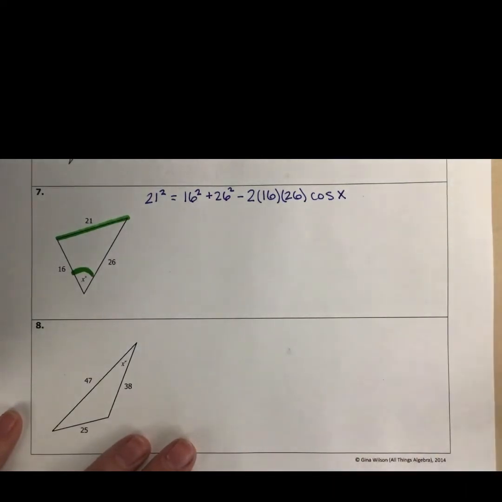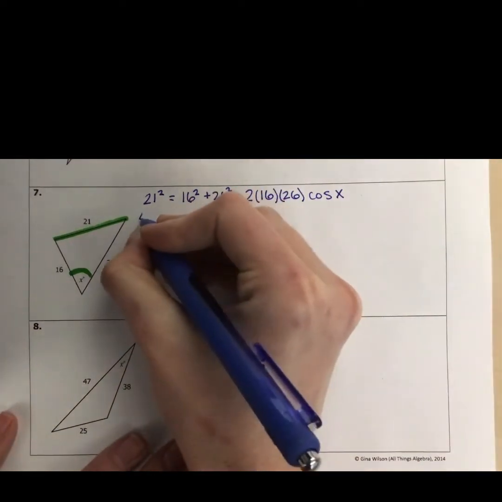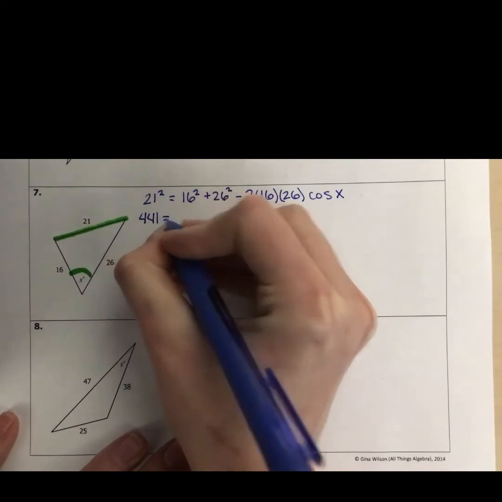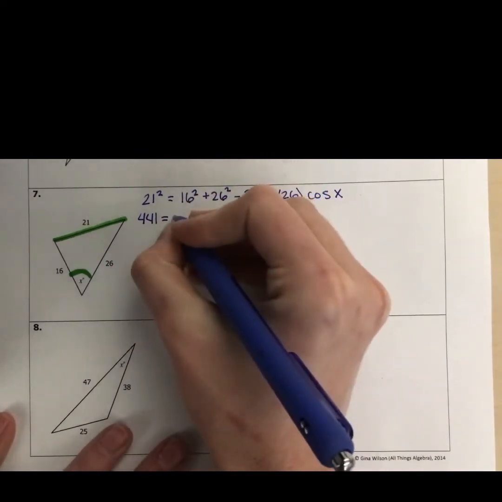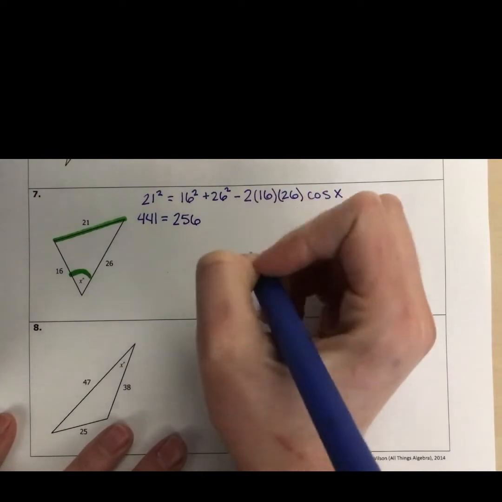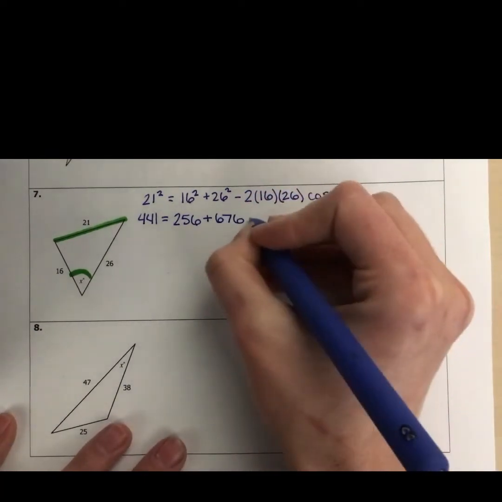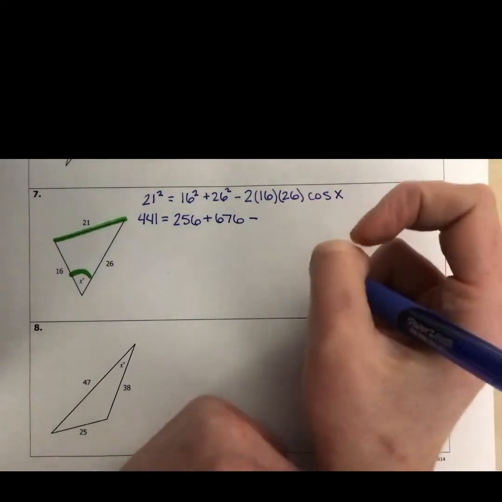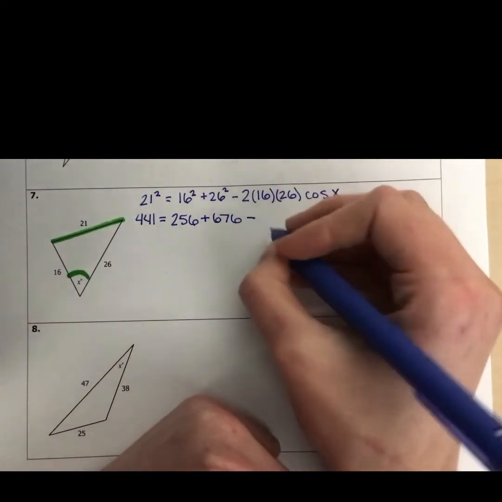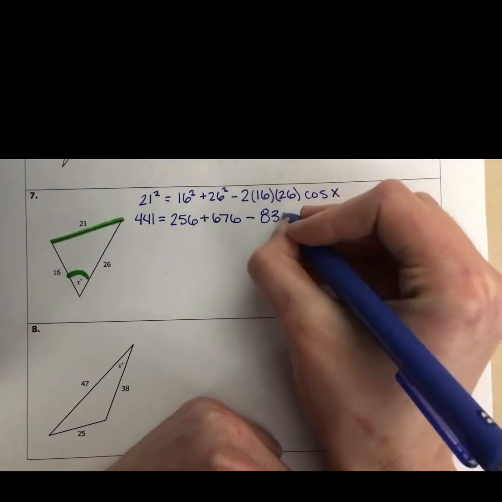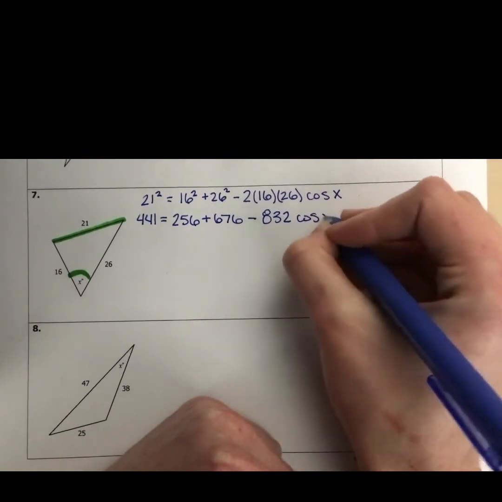Again, we can do a lot of our squaring first for this problem. So let's do that to get things in a little bit more simplified way. So first we have 21 squared, which would give us 441. And that equals 256 for 16 squared and 676 for 26 squared. I can also do my multiplication of 2, 16, and 26 to get 832 cosine X.